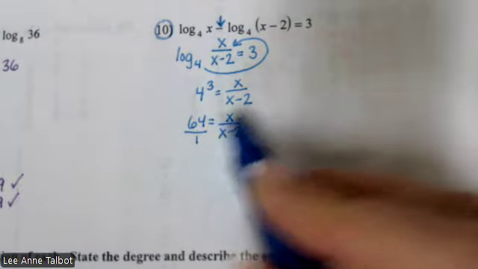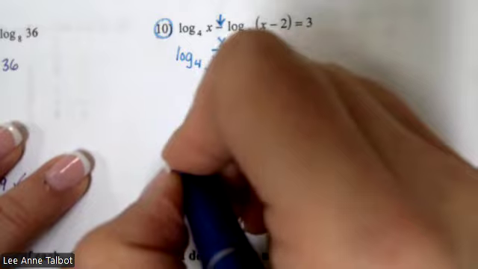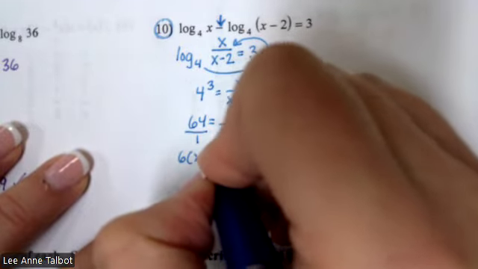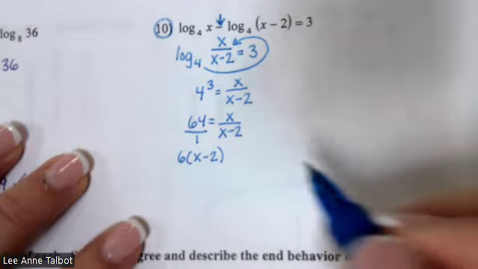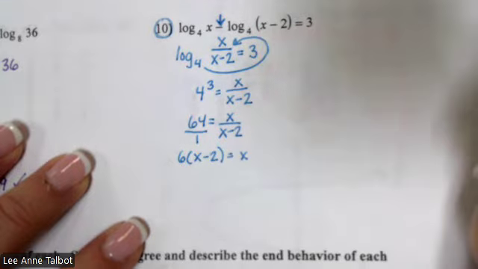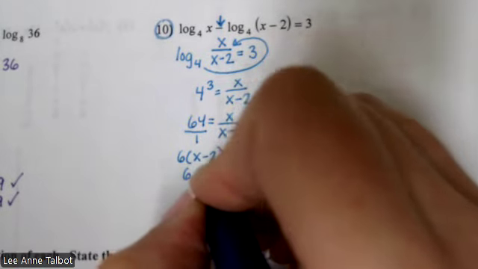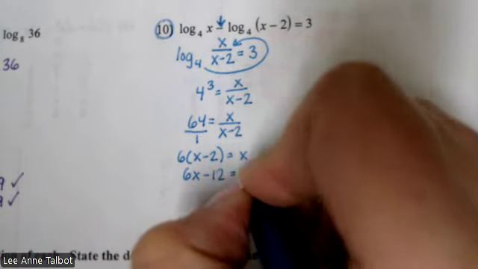Okay, and then I'm going to put the 64 over 1 and cross multiply. So 64 times x minus 2, make sure to put that in parentheses. We're going to distribute equals x times 1 is x. 64x minus 128 equals x.